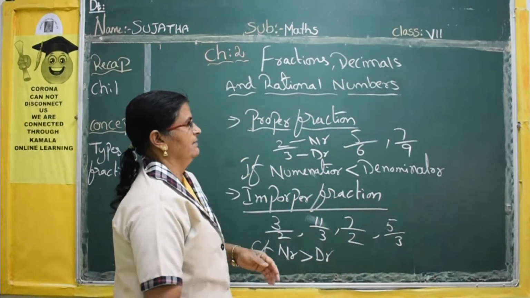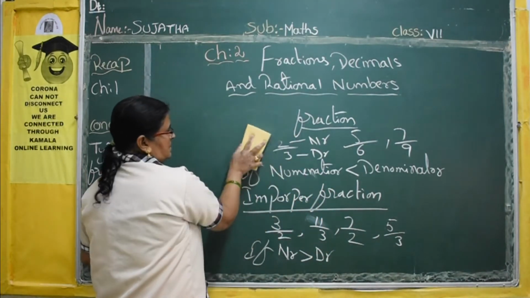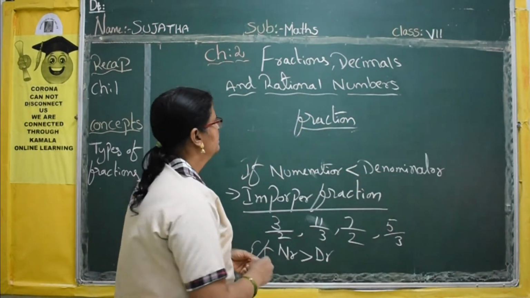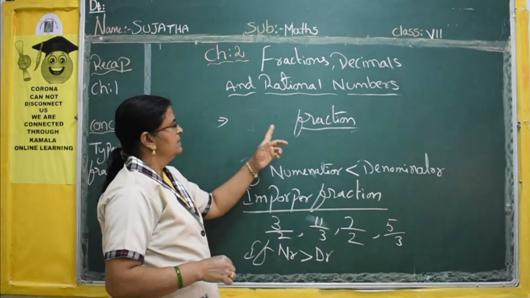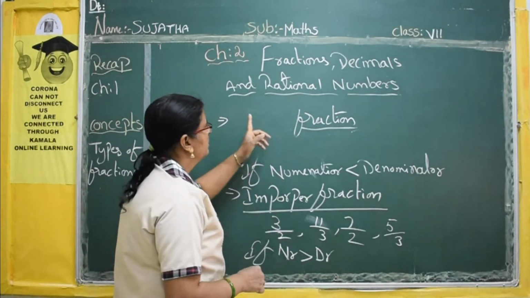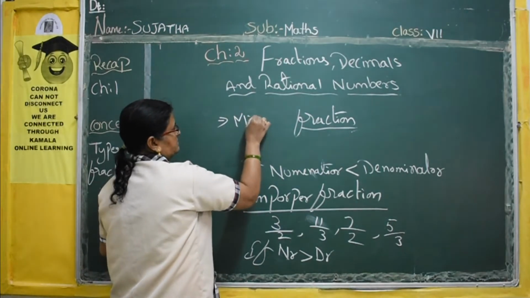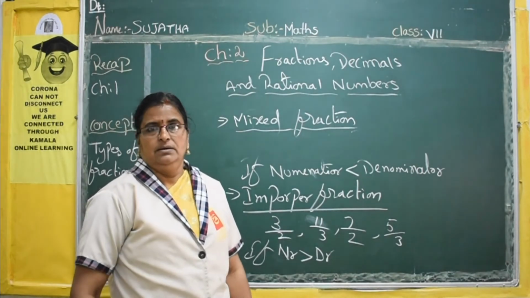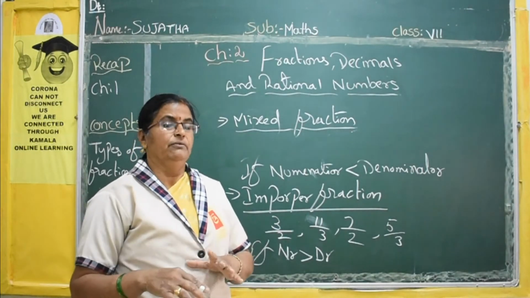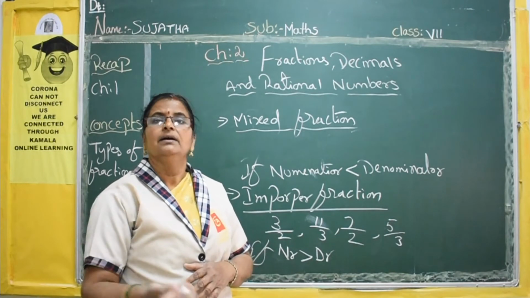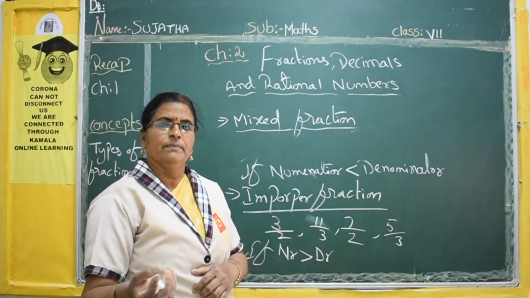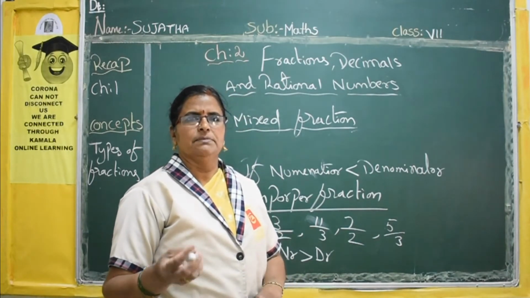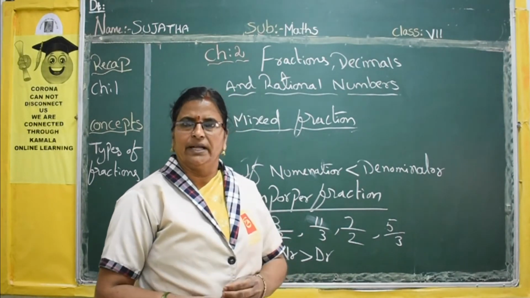Now, what is the third one? Third one is mixed fraction. There are 3 types of fractions. First one is proper fraction. Second one is improper fraction. Now, third one is mixed fraction. Mixed fraction. Mixed means what? If you take a mixture, it will contain groundnuts, then other types of pulses, all it will contain in the mixture.